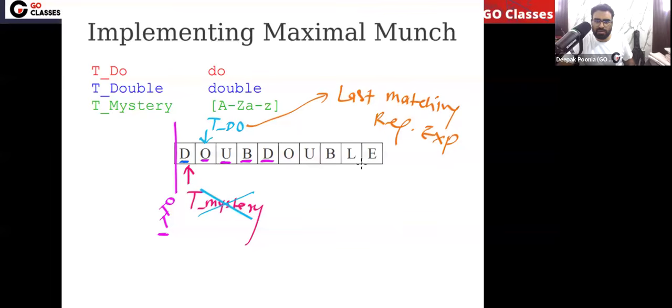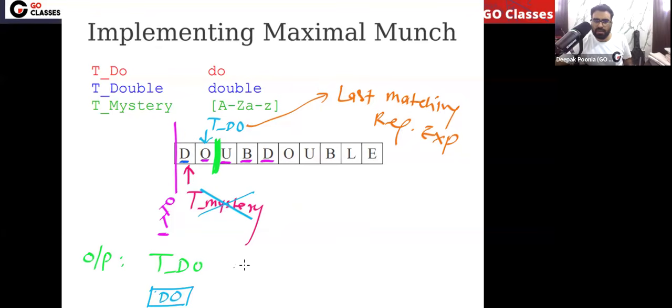For this last matching regular expression, a token will be generated. So that's it. This will be your lexeme, and this is the token that will be generated. You can see the output: it will be TDO corresponding to the lexeme DO. I hope you understood the point.